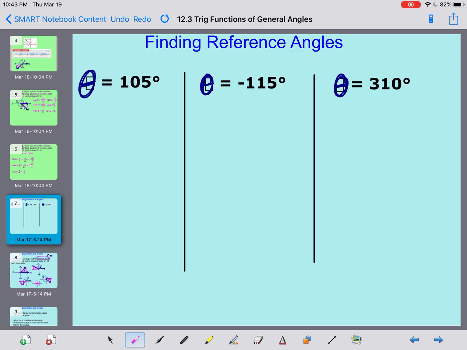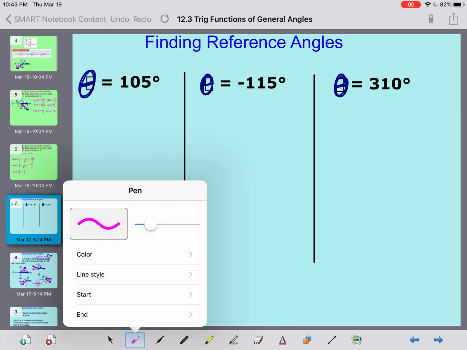Okay, so we're going to give you angles, and you have to find the reference angle. At first, some people may have to draw a picture and figure this out that way. The goal is to be able to find this answer in under 30 seconds with no picture. This is something, again, that you want to be able to do off the top of your head. So angle 105.